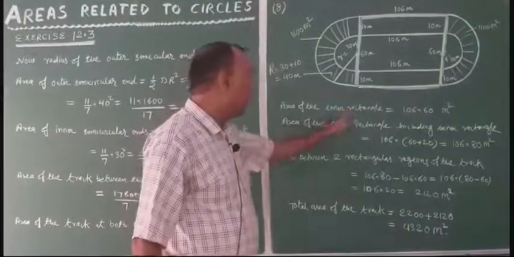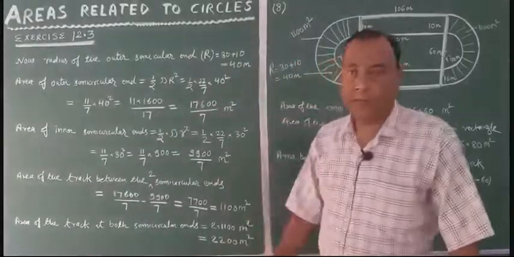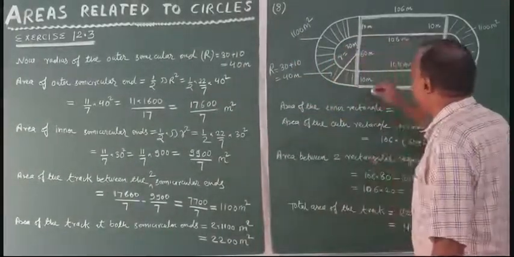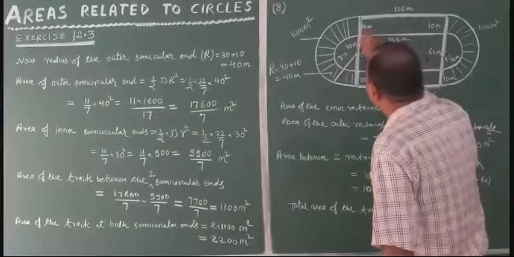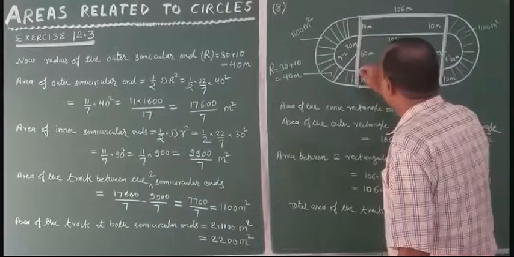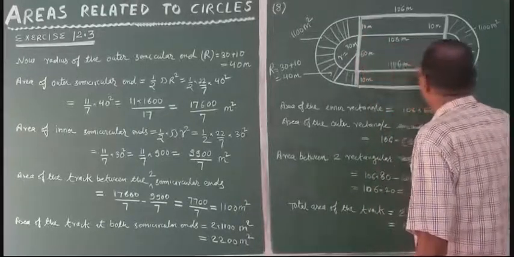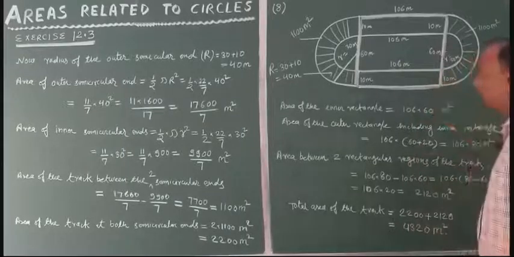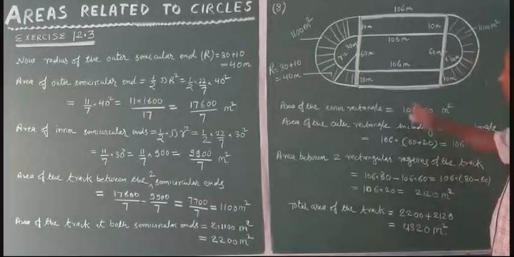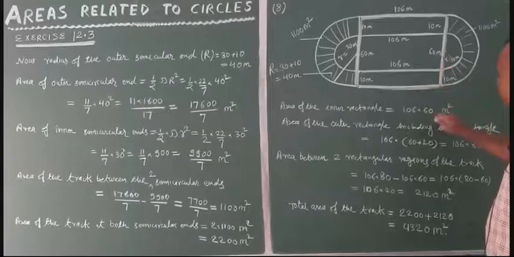Now area of the inner rectangle. This is the inner rectangle whose breadth is this 60 and the length is this one, how much? 106. So what will be the area of the inner rectangle? 106 into 60 meter square.